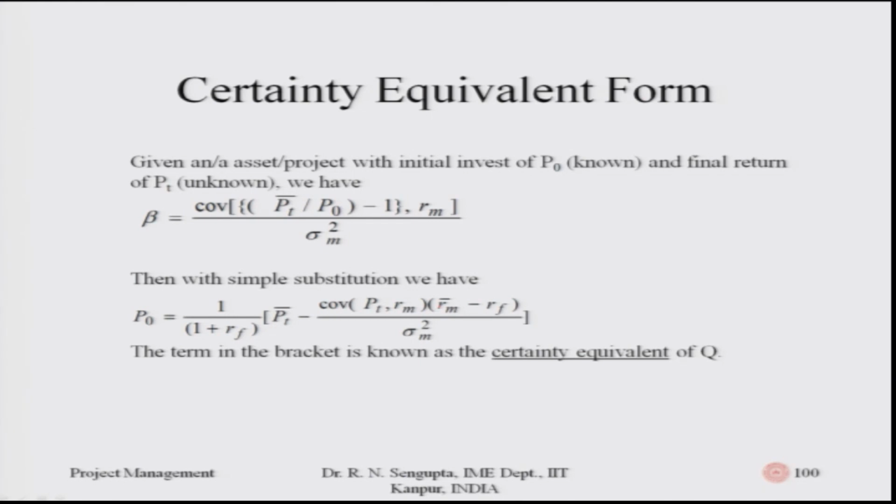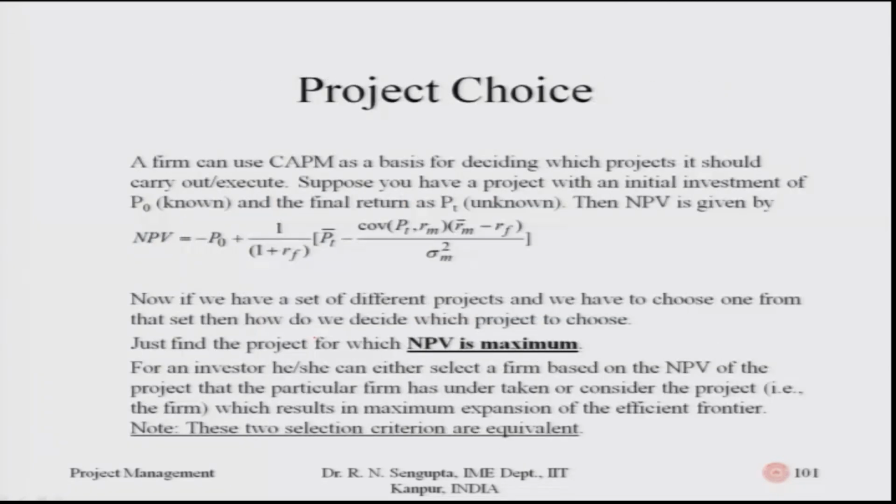The term in the bracket is known as the certainty equivalent, which is the value of Q, and based on that a person can find out whether a certain project is going to give you positive returns or negative returns. Because if P bar T is positive or negative, that would basically have a positive or negative impact on the overall term inside the square bracket. A firm can use the CAPM model as the basis for deciding which projects it should execute or invest in.